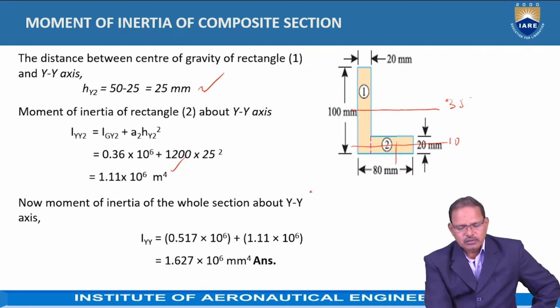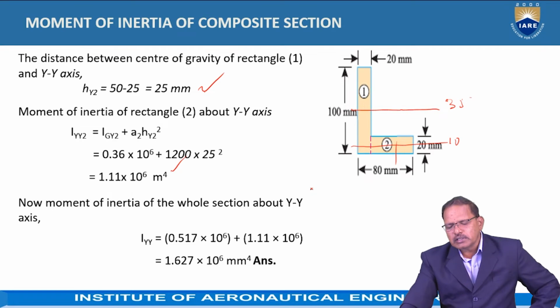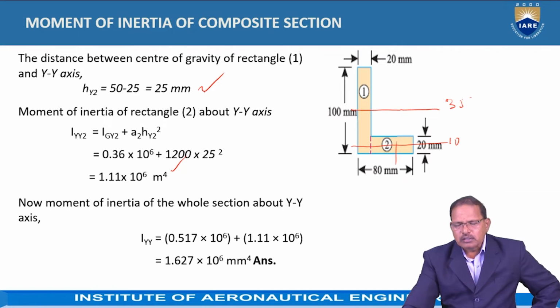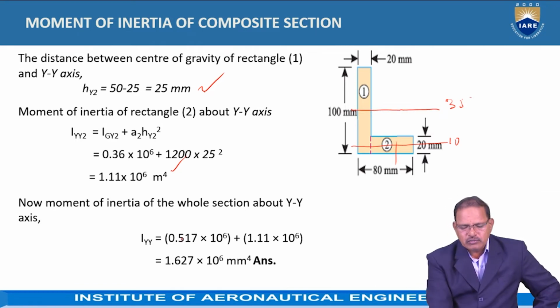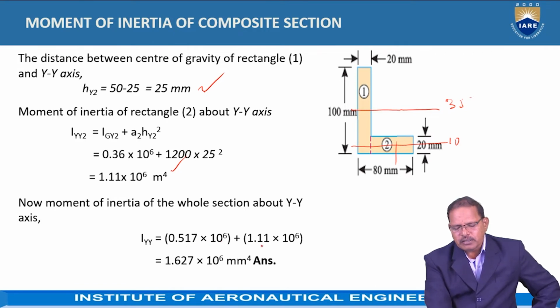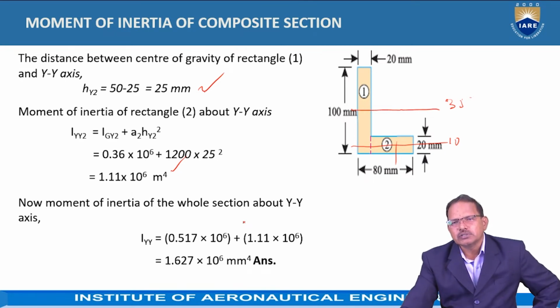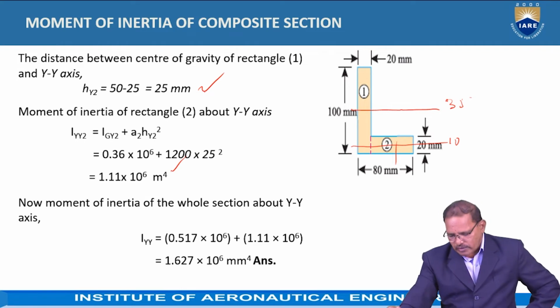So the moment of inertia possessed by the L section about the central axis parallel to the y-axis, that is Iyy, is equal to the sum of the moments of inertia possessed by each section about the central axis, which is equal to 0.517 into 10 to the power of 6 plus 1.11 into 10 to the power of 6, which is equal to 1.627 into 10 to the power of 6 mm to the power of 4. This is our required answer.